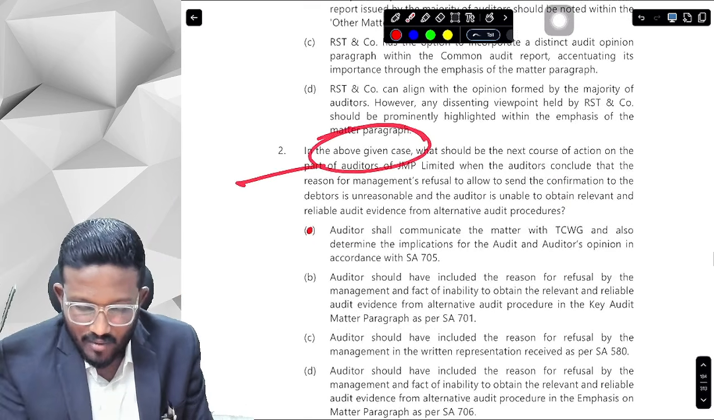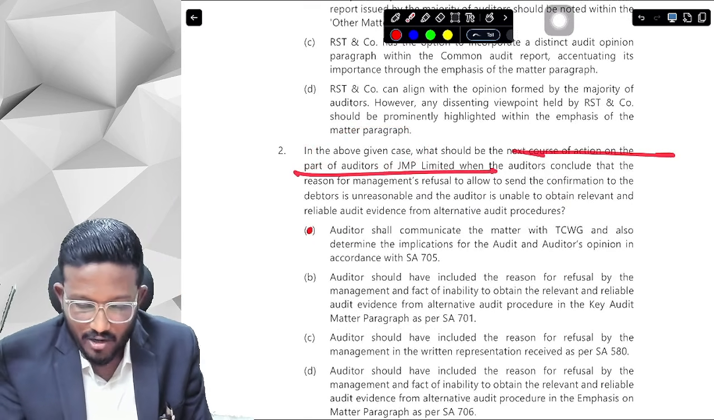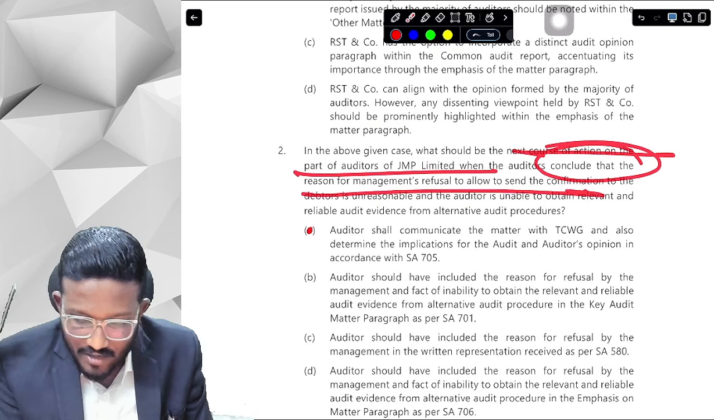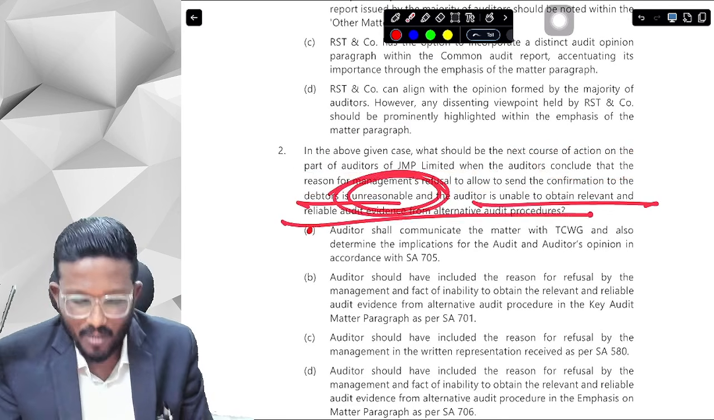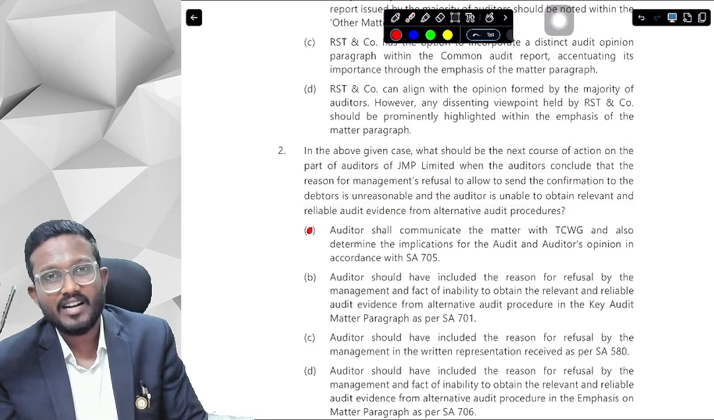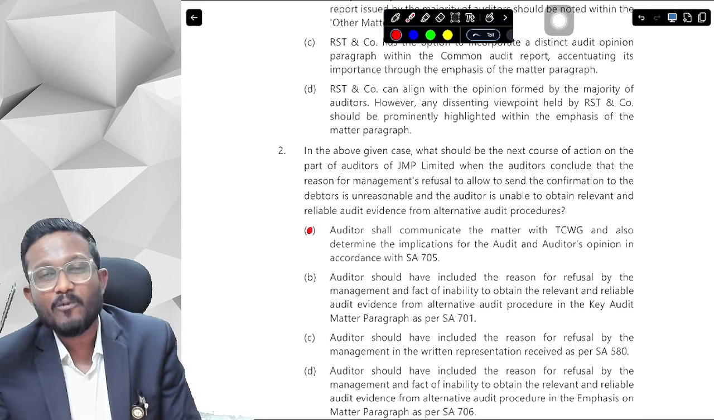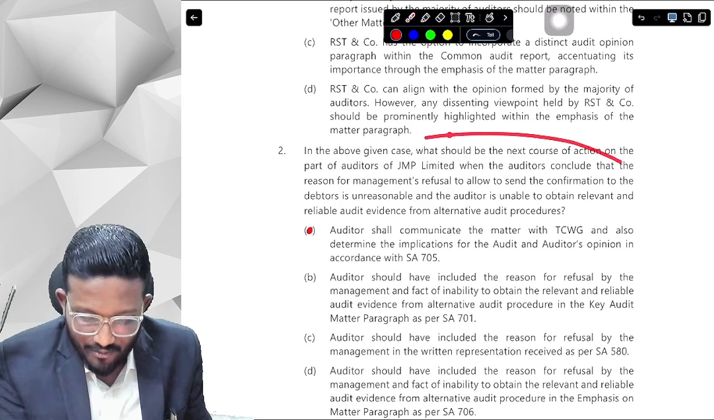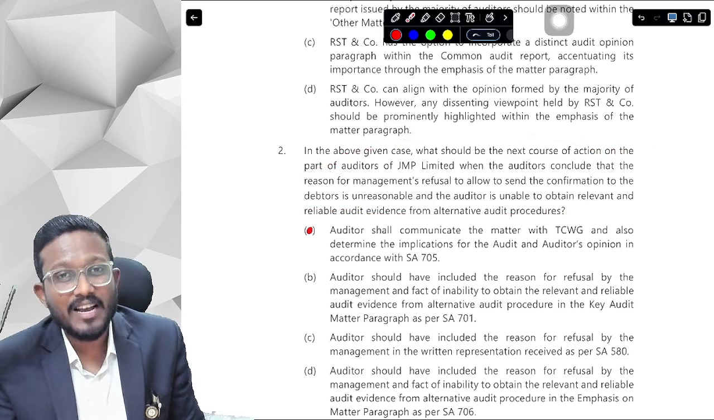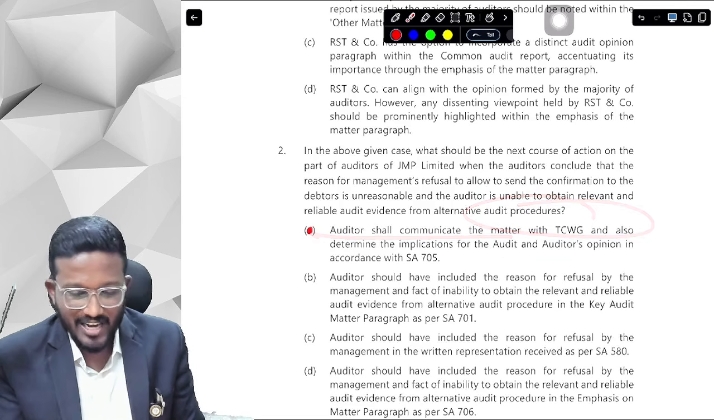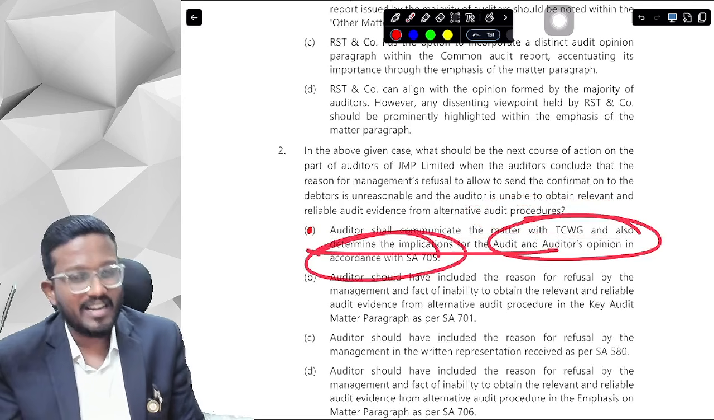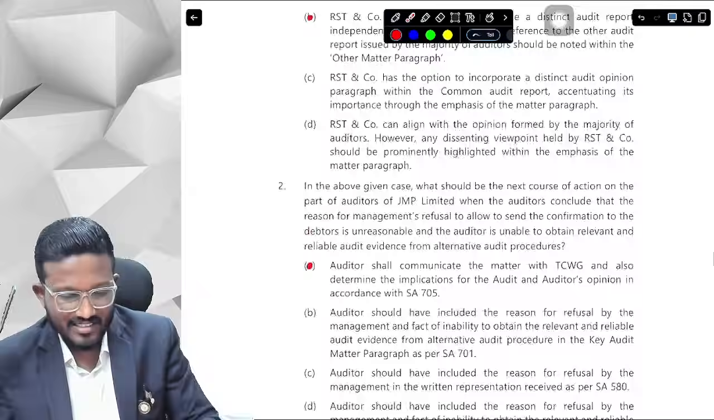Second is, in the above given case, what should be the next course of action on the part of the auditors when the auditor concludes that the reason for management's refusal to allow the confirmation request is unreasonable and the auditor is unable to obtain relevant and reliable audit evidence from alternative audit procedures. So basically, it is talking about our SA 505, that we are not allowed to send the confirmation request. Then we need to communicate the matter to TCWG and also determine the implication for the audit opinion as per SA 705. Okay. Yes, sir.